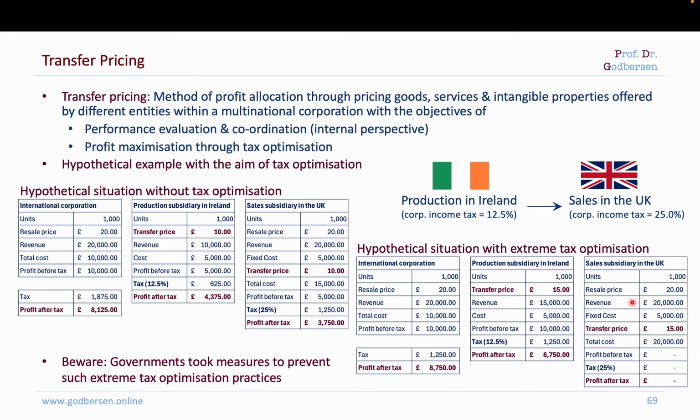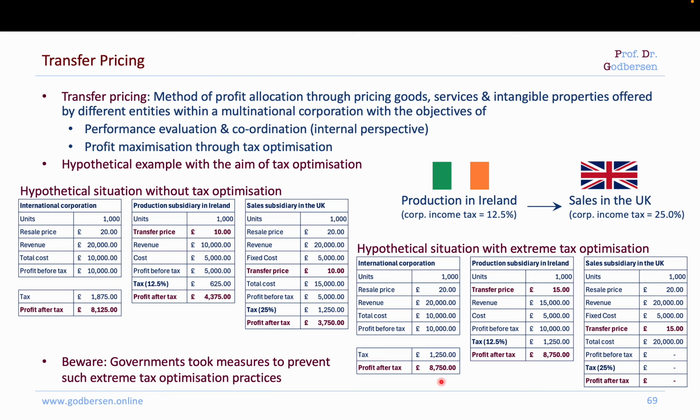The sales subsidiary in the UK sells 1,000 units at a price of £20. So a revenue of £20,000, and nothing has changed to the original model. Our cost of £5,000 plus our transfer price: £15 times 1,000 is £15,000, plus £5,000 is £20,000. Revenue of £20,000 minus cost of £20,000 is 0. So we have no profit, we pay 0 tax, and after tax we also have no profit. So all our profits are moved to the Republic of Ireland.